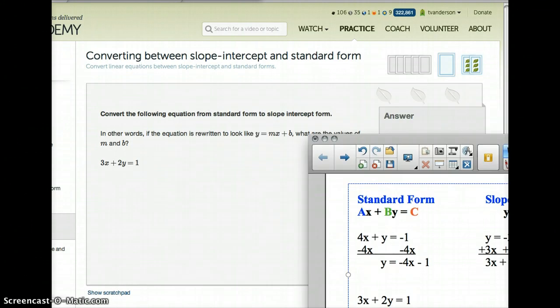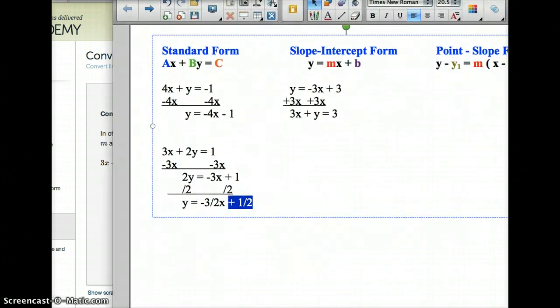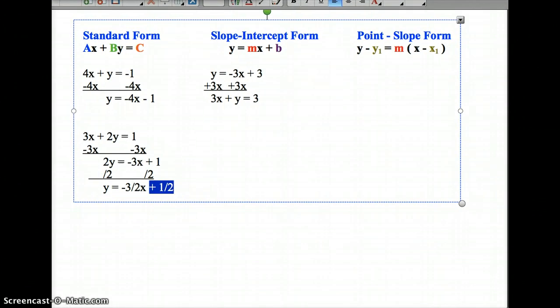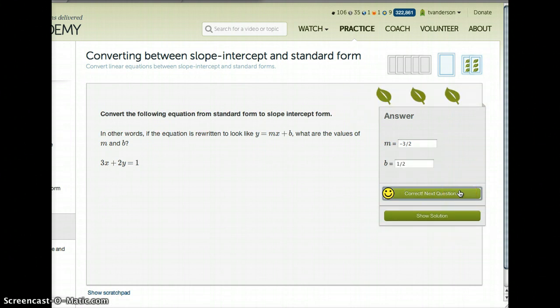So when we come down here to enter our answer for this one, I guess I really can't see it. You're just going to have to remember it with me. It's a negative 3 halves for the slope and a positive 1 half for the y-intercept. So let's go enter that. Hopefully that makes sense to you.